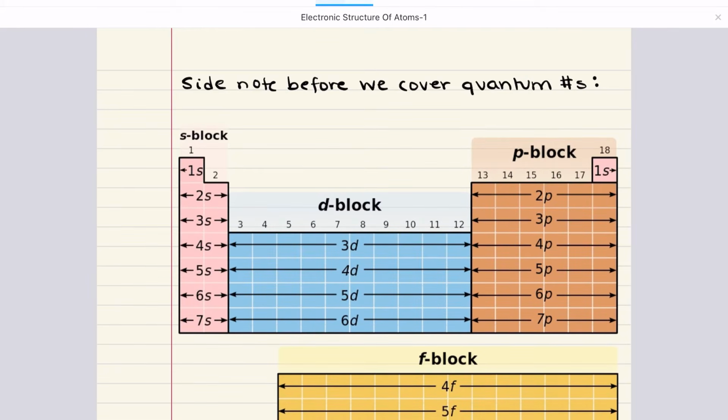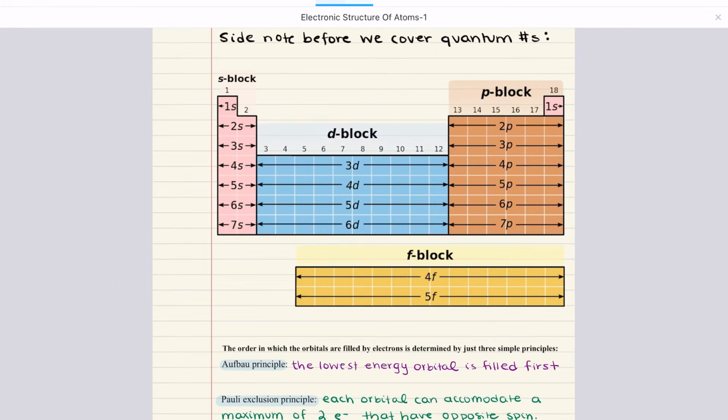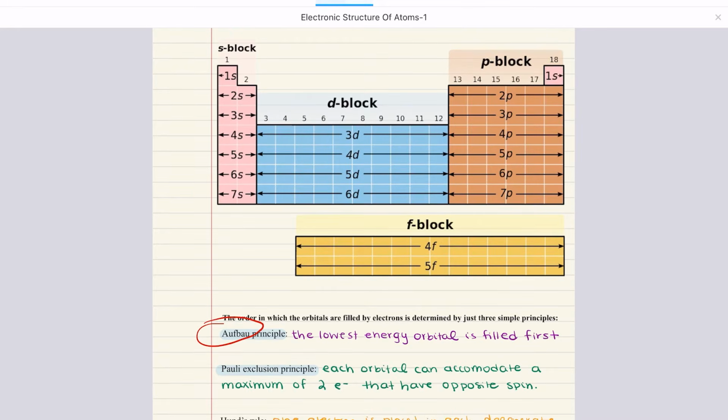Let's start with Aufbau's principle. This says that the lowest energy orbital is filled first. Then we have the Pauli exclusion principle. This says that each orbital can accommodate a maximum of 2 electrons that have opposite spins. And then last, we have Hund's rule, which says 1 electron is placed in each degenerate orbital first before electrons are paired up. So we're going to keep these definitions in the back of our mind, and we're going to come back to them a little bit later.